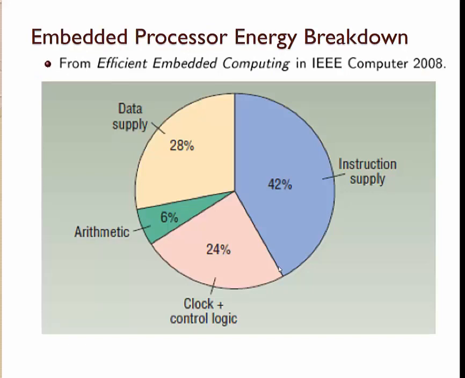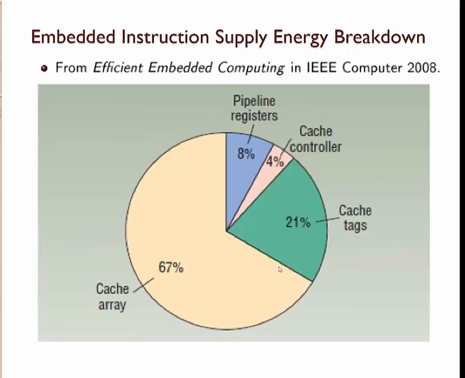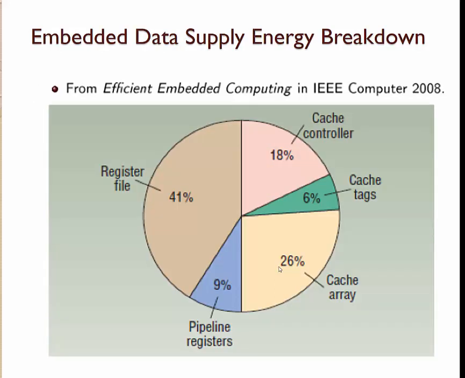Embedded processing energy breakdown. This pie chart shows the breakdown of energy usage within a processor. The biggest portion is supplying data, and the clock and control logic require more energy than performing arithmetic operations. Here it shows that most of the energy for supplying instructions comes from the cache array that holds the instructions. And you'll learn more about this later on in other courses. Here it is not the data array within the cache that's the biggest portion, but instead accessing the register file, since it occurs so much more often. But the amount for the entire data cache is half the total.